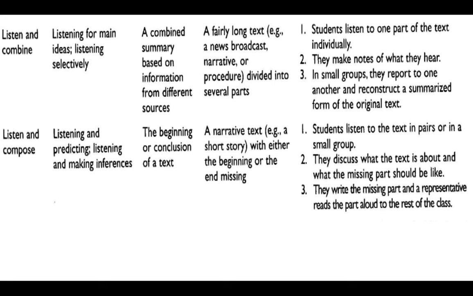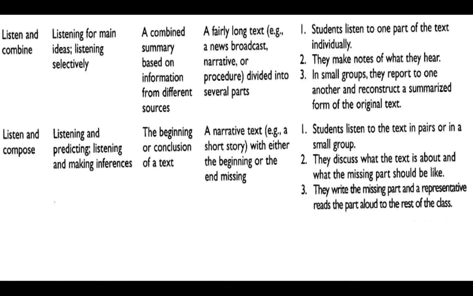Listen and compose. So here is another one that they have to do: listen and compose. So listen first, and then predict. Listening and predicting are the skills that they need to work on. And then listening and making inferences is also another skill or competency or objective, however you want to put it, that they need to work on, develop, or use during this activity. The product that they need to create or work with is the beginning and the conclusion of the text.